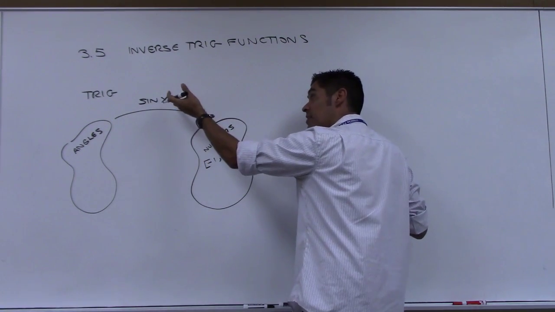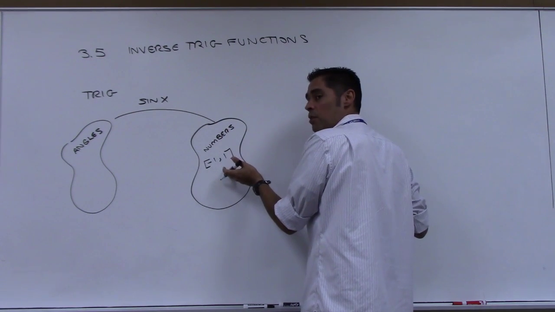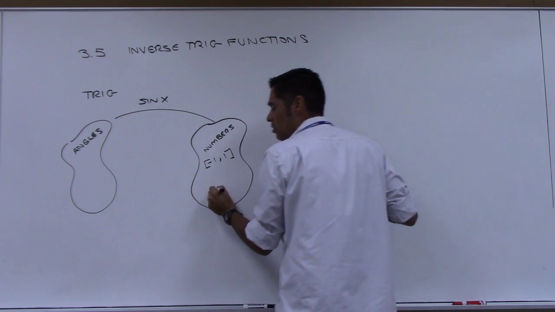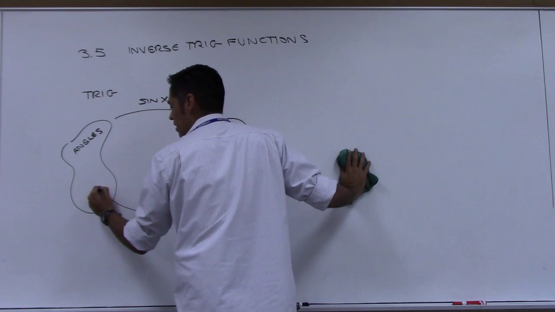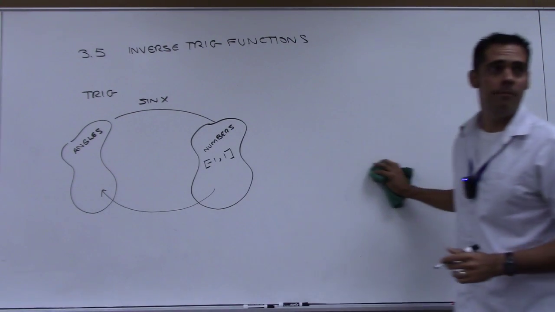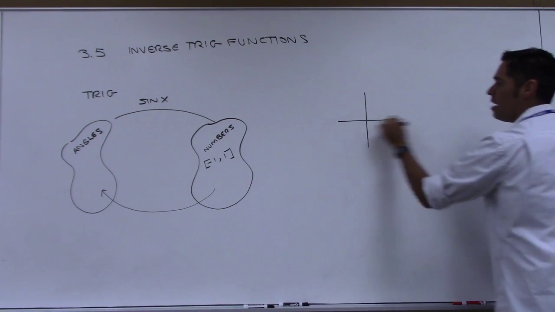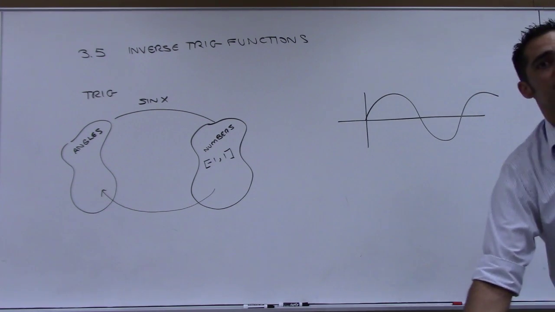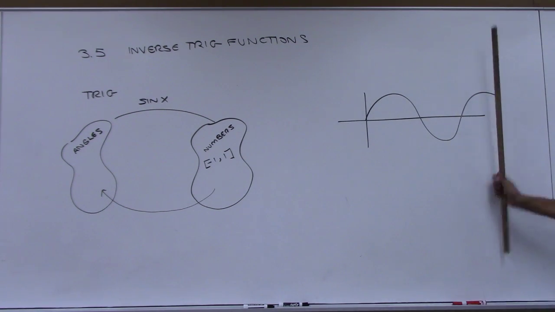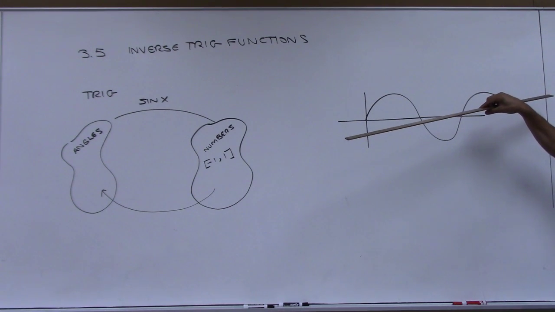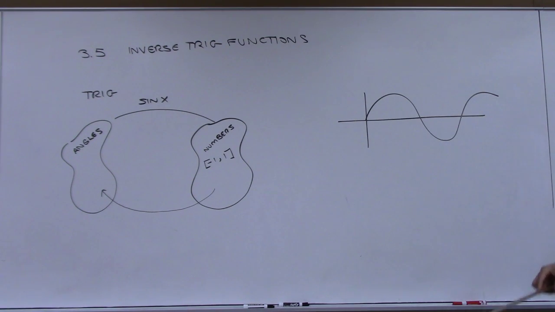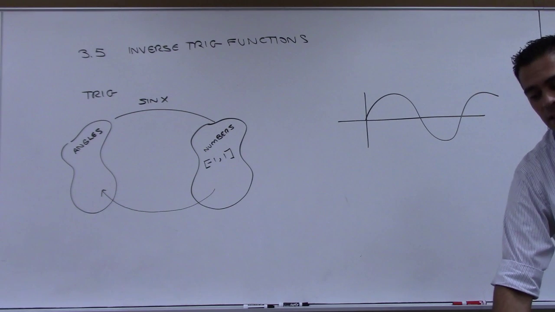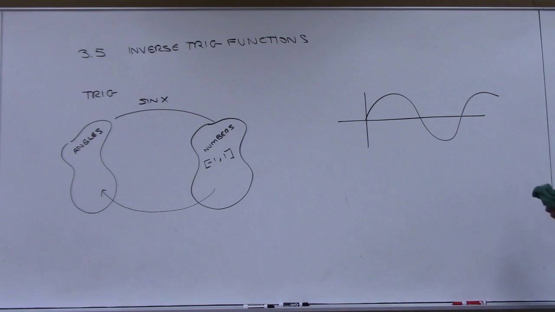In the case of sine, those numbers have to be between negative 1 and 1. When we try to define an inverse function that takes it back, we run into a problem, because when you graph sine, it looks like this. Even though it passes the vertical line test, it fails the horizontal line test. So it's impossible for us to define an inverse function unless we do what? Anyone remember what we did?